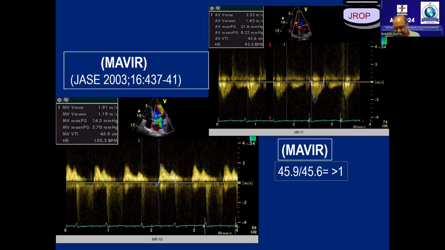In both the equations, sir, aortic valve VTI is in the denominator. Aortic valve LVOT, both the equations are in the denominator. Perfect. I'll remember this.